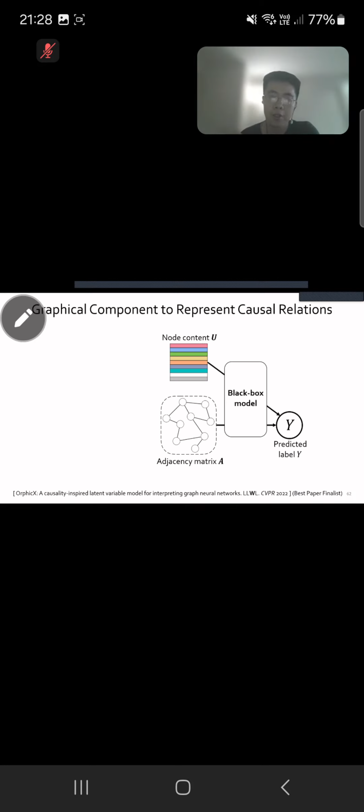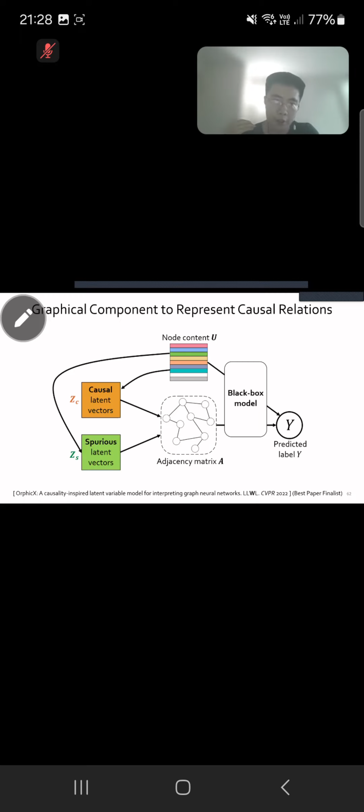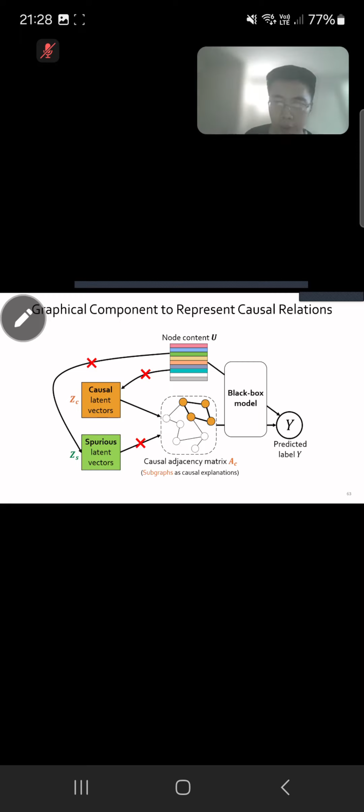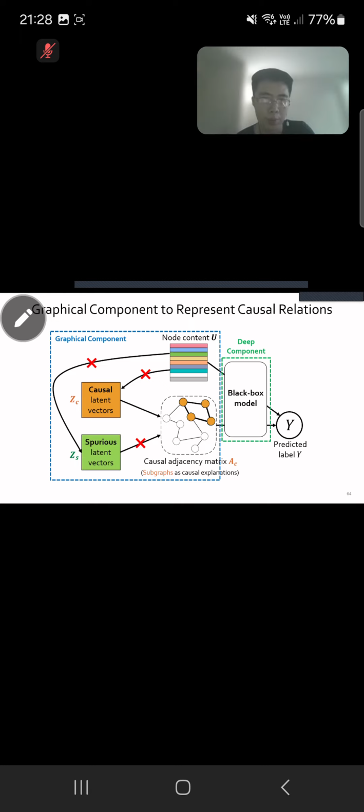And we can actually follow the same procedure to build a Bayesian deep learning explainer to generate subgraphs as causal explanations for a black box graph classification model. Specifically, we can use the graphical component to model the relations between the input graph, the node content, the causal latent factors and the spurious latent factors, and then we can remove the confounders to generate the subgraphs as the causal explanations. Here, the deep component would be the black box graph classification model, and the graphical component would be our causal network.